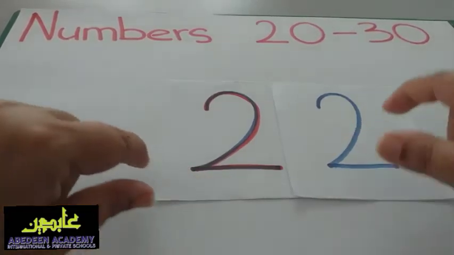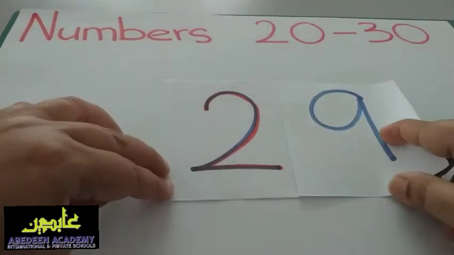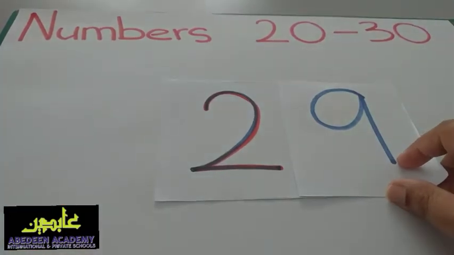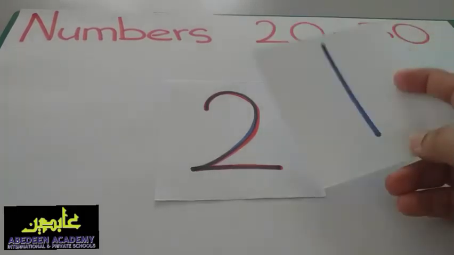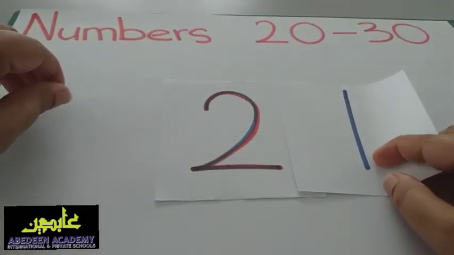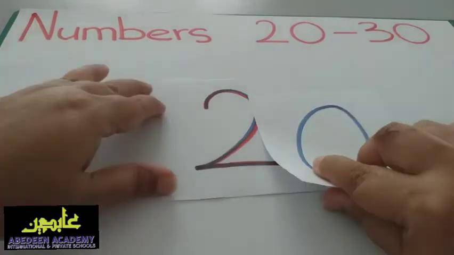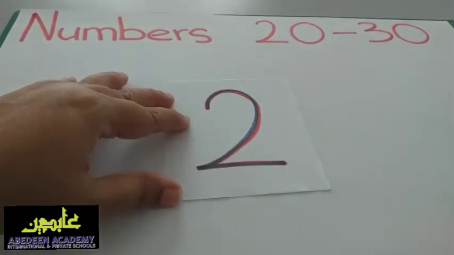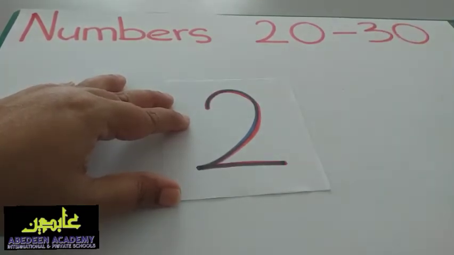22. Okay, now I put number 9 and it becomes 29. Then if I put 1, it will be 21. Okay, so first we started with 20, that is when we put 2 and 0, it is number 20. After 20 comes 21, then after that it is 22.